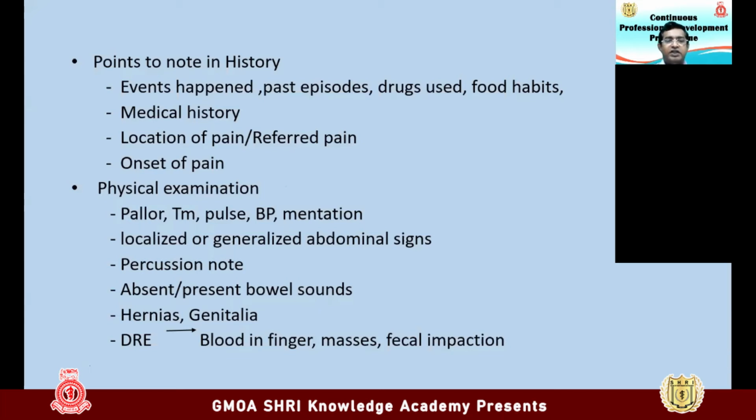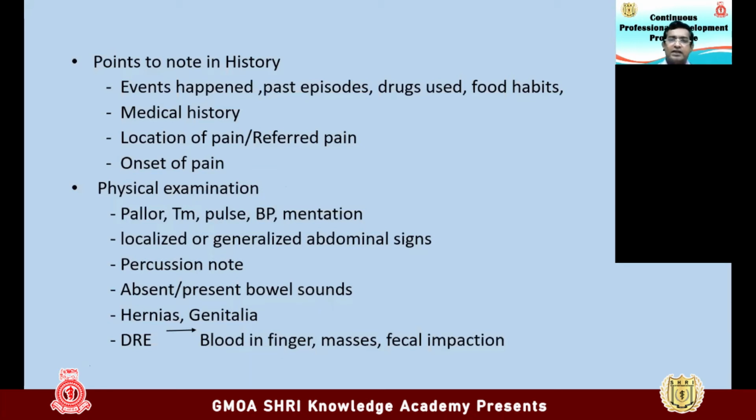So it's better to remember to examine the genitalia and hernias. Sometimes we will see some pathologies in genital organs like the testicles. Torsion can present with the patient complaining of abdominal pain, so we may miss it unless we examine the scrotum. And examining hernias is also very important because the cause of pain might be a strangulated hernia.